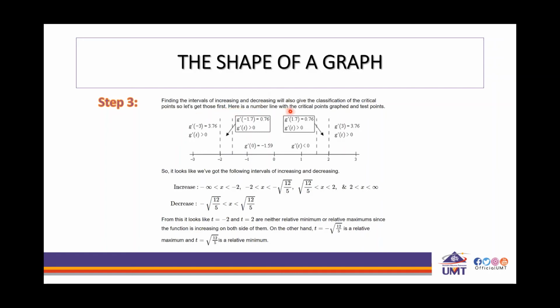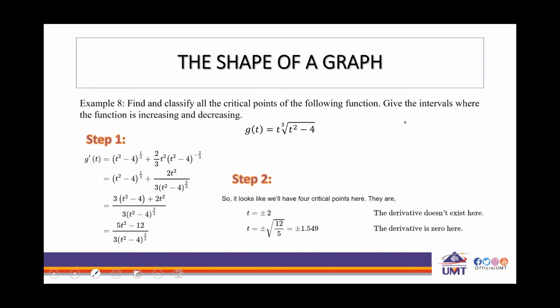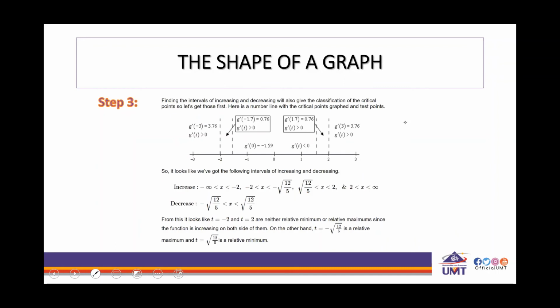Here is a number line with the critical points, graph and test points. The word I mentioned earlier is test point; you can put any point to find whether it is greater than 0 or smaller than 0. Now we have a few points just now: plus minus 2 and also plus minus 1.549. So this is the number line: here negative 2 and 2, and also negative 1.5 something and 1.5 something.